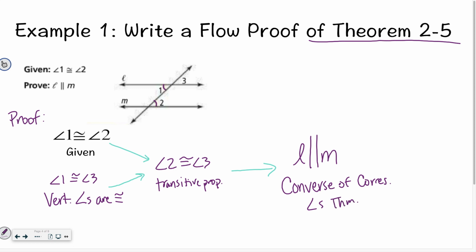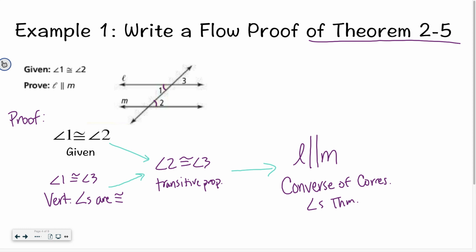And that is a theorem, so I'll just write theorem after. So that's our flow proof. You start with the given, look for some more information maybe from a picture or definitions or anything, and then use those things to conclude something else.